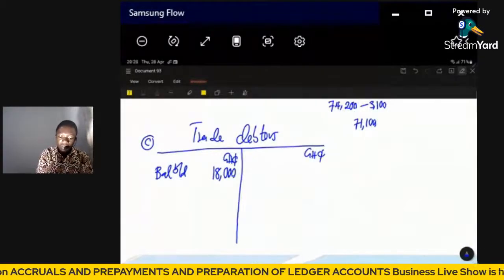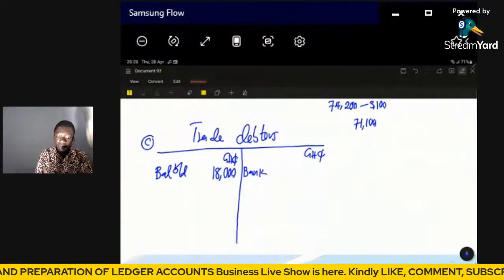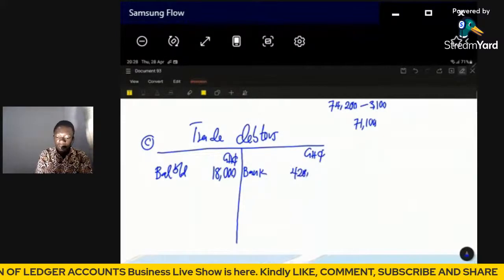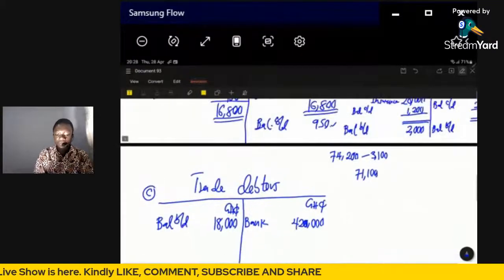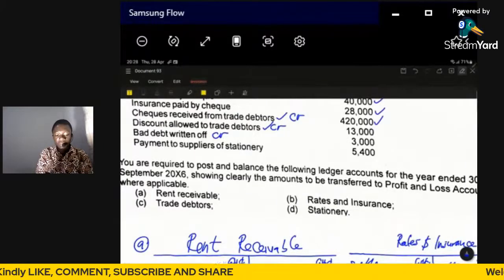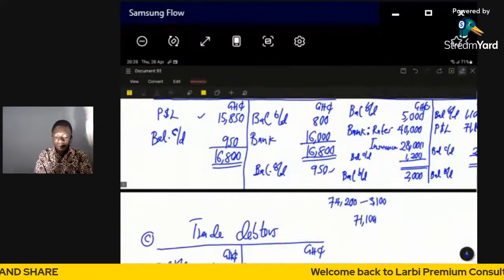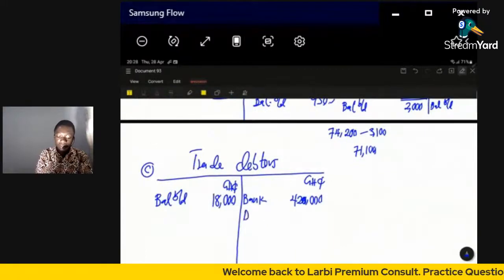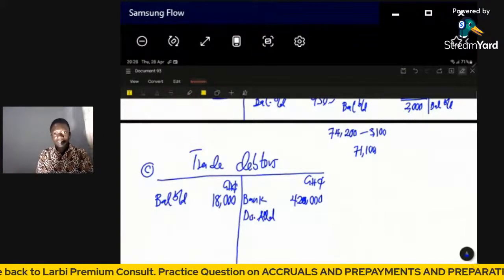So cheque received, in the form of the bank account that they paid into, right? So that was for 20,000. And then the discount that we allowed to them, at the credit side, is going to be 13,000. So discount allowed.